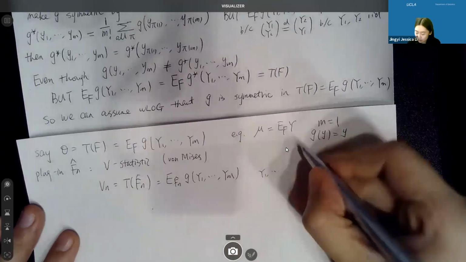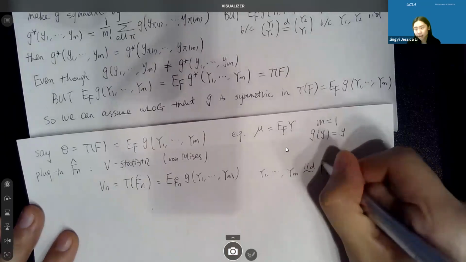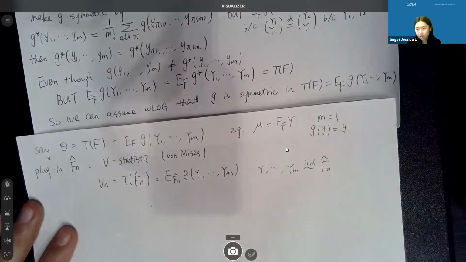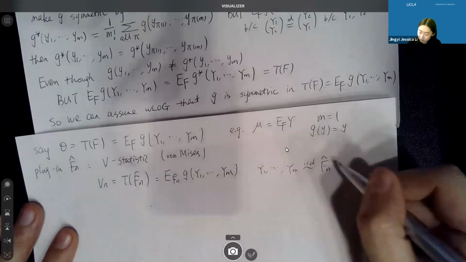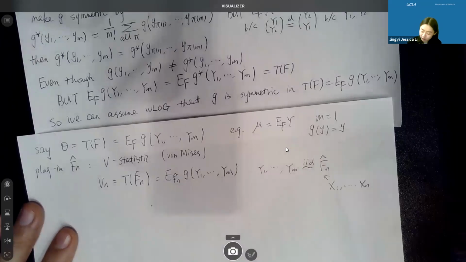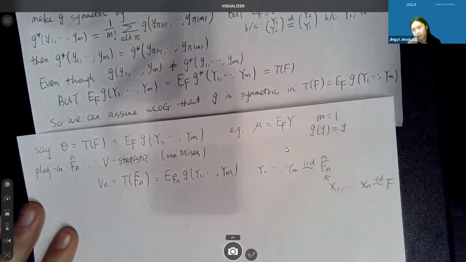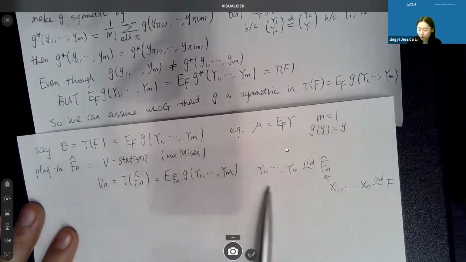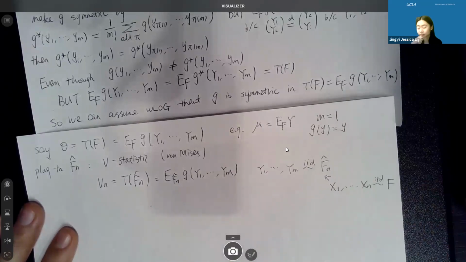Now let me ask you, what does it mean that they are IID following Fn hat? In practice, what does Fn hat mean? It's the empirical CDF of your sample. So let's say that this Fn hat is from my sample x1 to xn, which are themselves IID from F. So given the sample x1 to xn that defines Fn hat, what does it mean that y1 to ym are IID from this Fn hat?